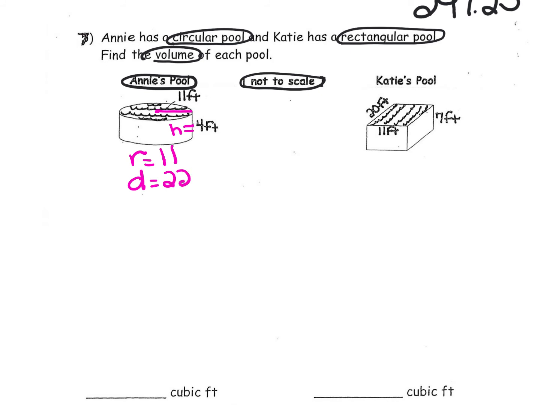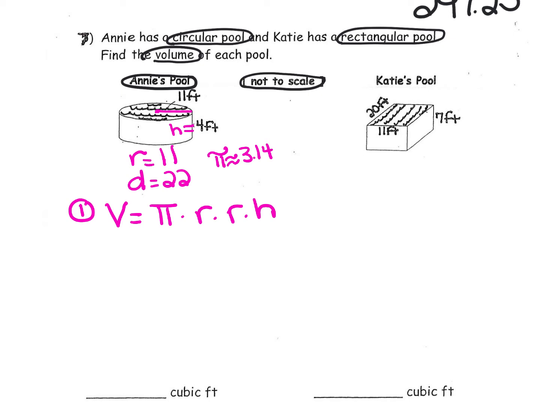Please label that picture. It's a cylinder, so we'll be using the formula from the formula sheet for a cylinder. Volume equals pi times r squared times h. And remember, for this packet, pi is going to be the rounded version, 3.14.